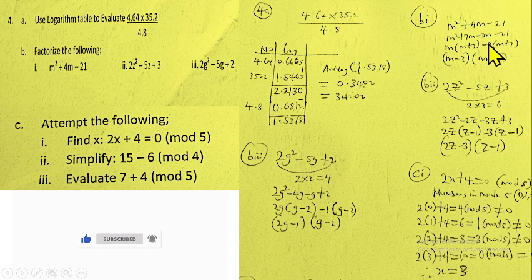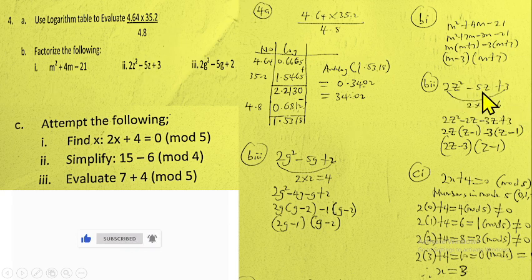Plus 7 times minus 3 will give us minus 21, and when you add them together will give us plus 4. Then that means you'll be having m squared plus 7m minus 3m minus 21. Factorize that, that'll give us m into m plus 7, minus 3 is common here, minus 3 into m plus 7. So that means you'll be having m minus 3 into m plus 7. And then we have been able to factorize that one as well. Then let's go to the next one.